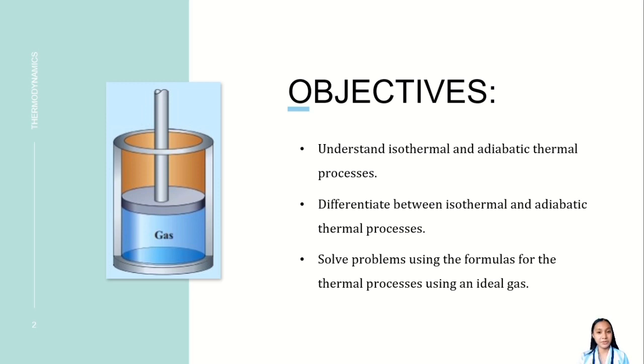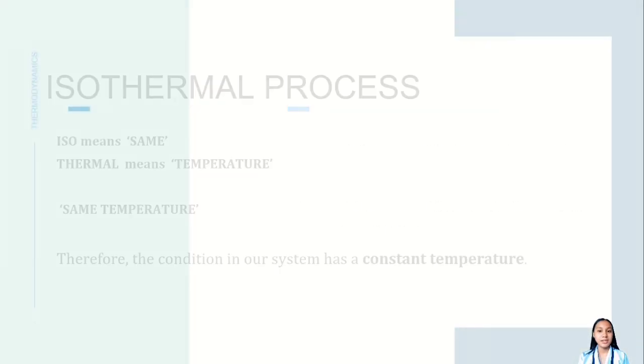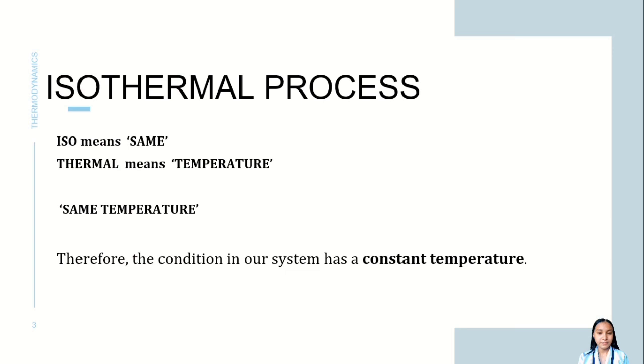In this presentation, we'll focus on the isothermal process. So what does it mean to be isothermal? Iso means the same and thermal means temperature. Thus, isothermal means the same temperature. It is a process in which the temperature of our closed system remains constant throughout the entire duration, while other properties such as pressure and volume change.